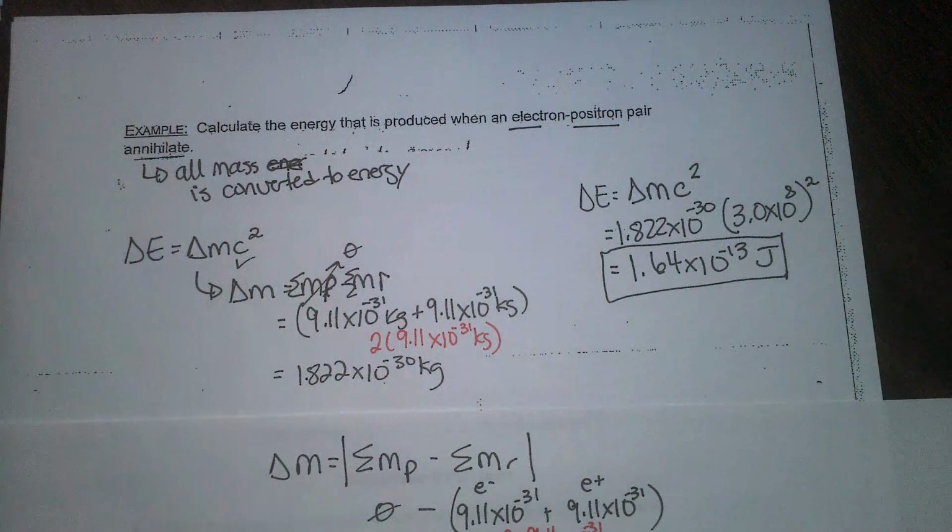Okay, and it doesn't ask us for electron volts. Why go that far, right? It's perfectly legitimate to leave it as 1.64 times 10 to the negative 13 joules. You could go to electron volts because 10 to the negative 13 is a small number. That's up to you. The question didn't ask us to do that.